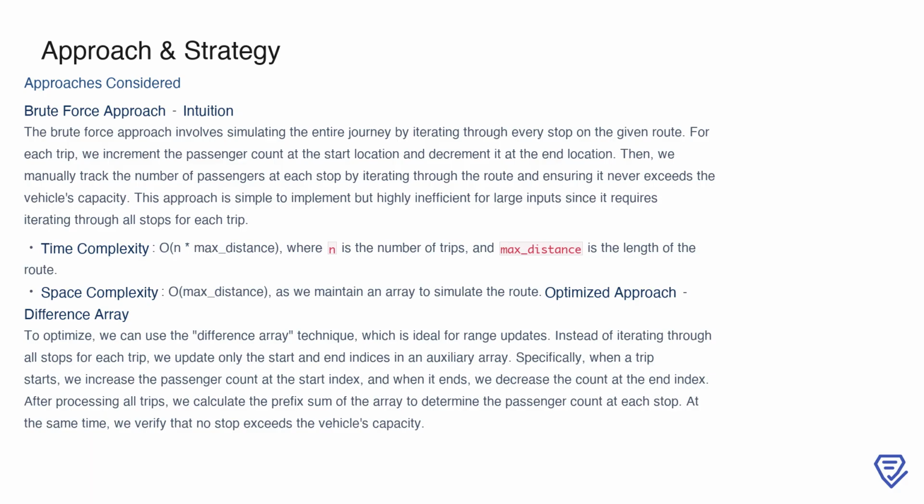Instead of iterating through all stops for each trip, we only adjust the values at the start and end points of each trip in an auxiliary array. This significantly cuts down on redundant computations. After processing all trips, we compute the prefix sum of the array to determine the passenger count at each stop and verify that no stop exceeds the vehicle's capacity. This optimization makes the approach scalable to larger inputs.